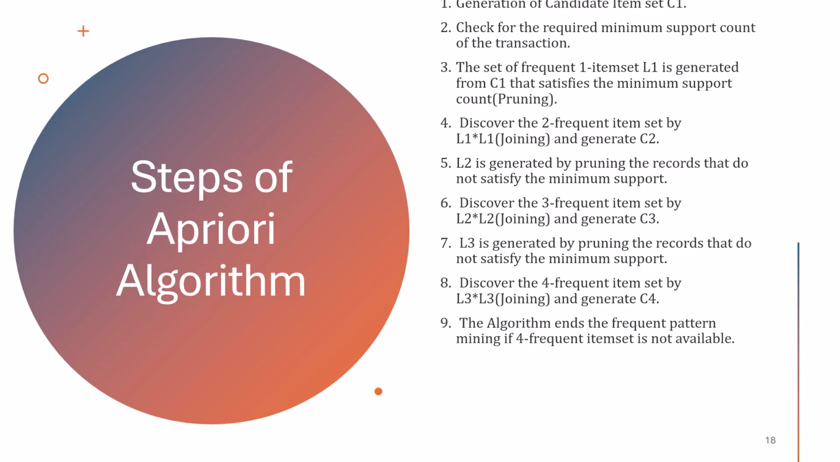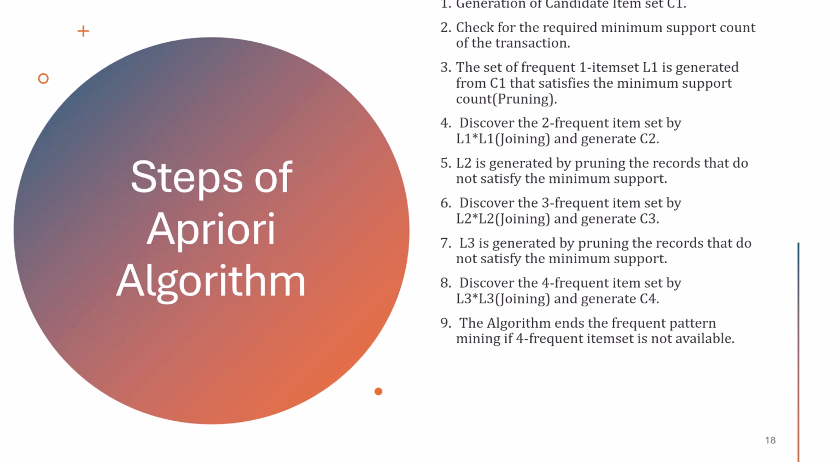Steps of the Apriori algorithm. Generation of candidate itemsets for C1. Check for the required minimum support count of the transactions. The set of frequent 1-itemsets L1 is generated from C1 that satisfies the minimum support count. Discover the frequent 2-itemsets: L1 is joined with L1 to generate C2. L2 is generated by pruning the records that do not satisfy the minimum support.